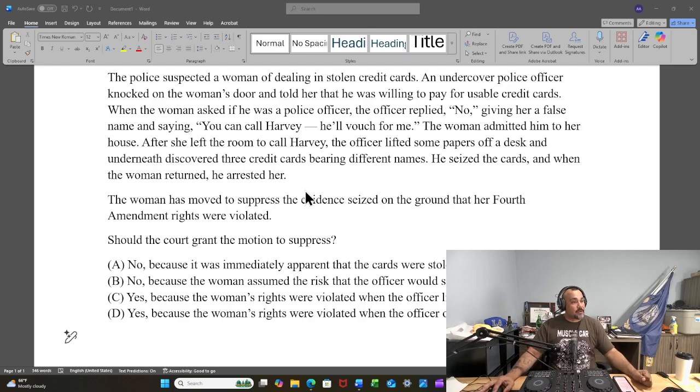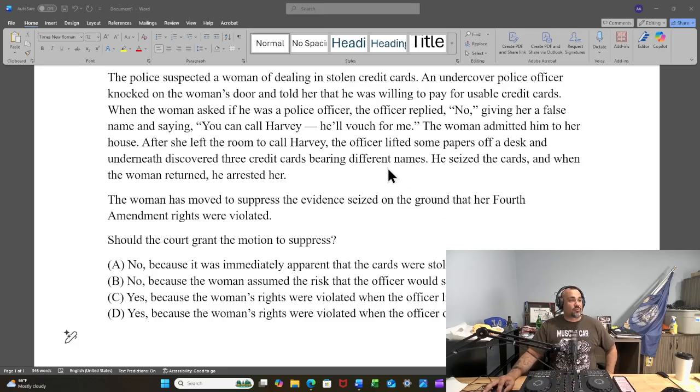That's what she's doing. The facts tell us that they have different names on the credit cards. So what's important here is that the officer gains entry to the house by giving her a false name and saying, you can call Harvey. So the question becomes, and we have to look at this chronologically, has the officer done anything wrong that would be grounds for suppressing the credit cards after he found them?